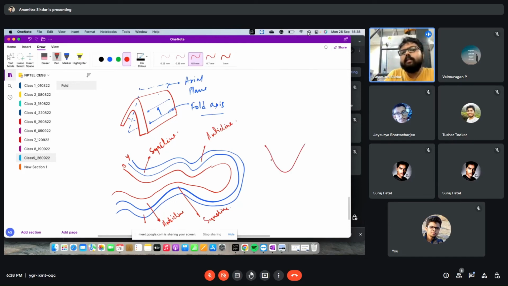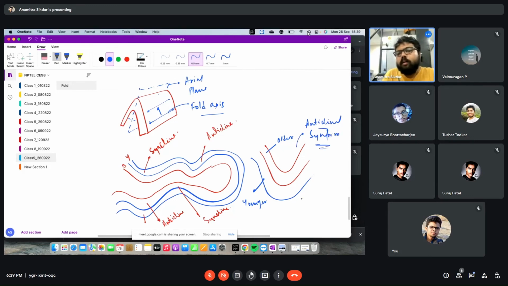So this is somewhat like this. This is the older layer, and this is the younger layer, but this is a synform. So we will call it an anticlinal synform. If we get this, or we get a synclinal antiform, we will deduce that stratigraphic inversion took place.